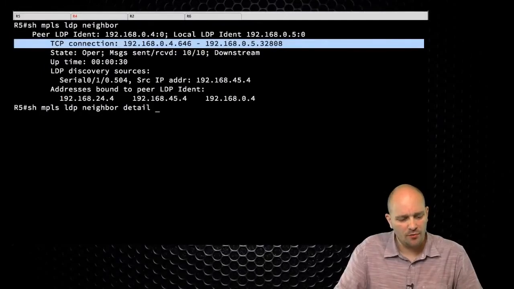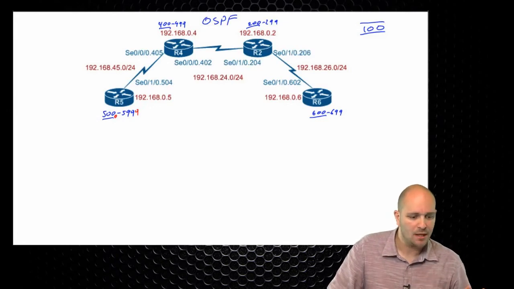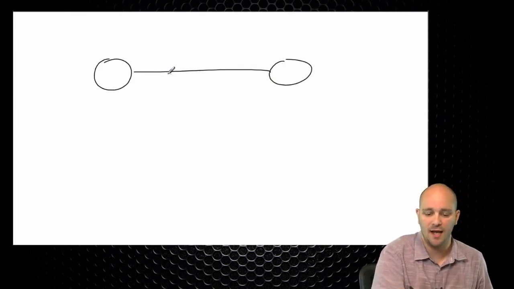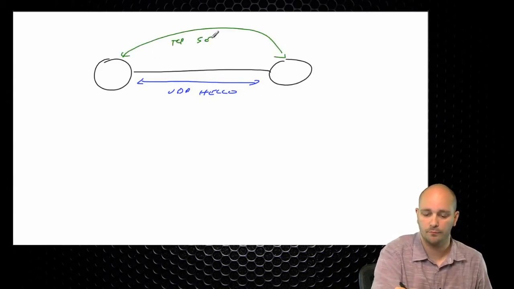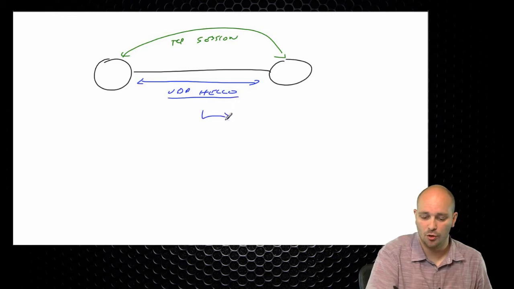The question here is, do I recommend using show MPLS LDP neighbor detail over show MPLS LDP discovery? Well, no, that's not what I was saying. Remember how LDP operates. We have two routers, they have the connection, and then we have UDP hello, and we have a TCP session between them. Now, if you want to see if this works, you are going to be using show MPLS LDP discovery.